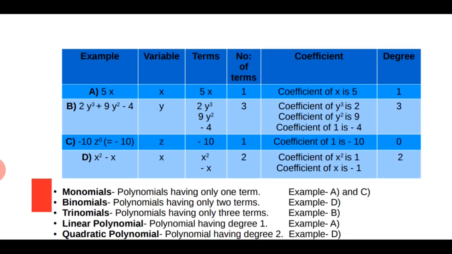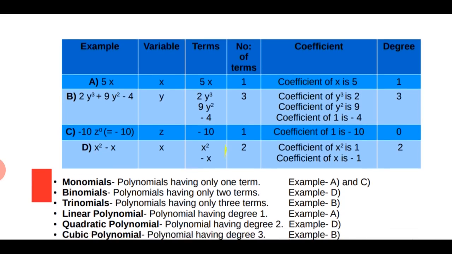So the highest power here of the variable used here is 3, that is why the degree here is 3. Now you see the third and fourth example, and just do it by yourself and check what is the variable out there, what is the term there, how many terms are there, what is the coefficient, and what are the degrees there.